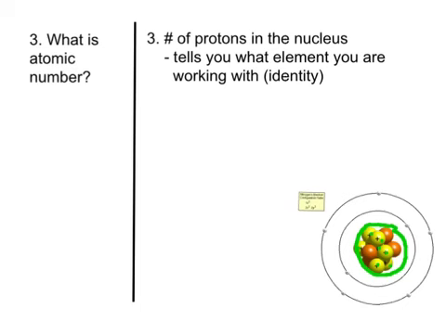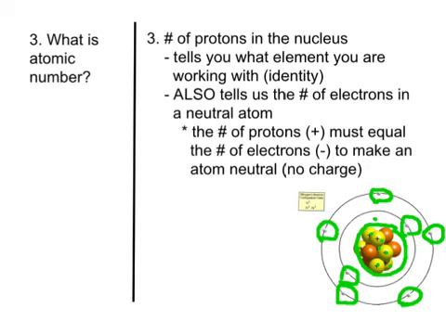Now, remember, I also said that the number of electrons around here has to equal the number of protons in a neutral atom. So just like there are 7 protons in the middle, there are also 7 electrons on the outside. So that top number on our periodic table not only tells us the number of protons, it also tells us the number of electrons in a neutral atom.